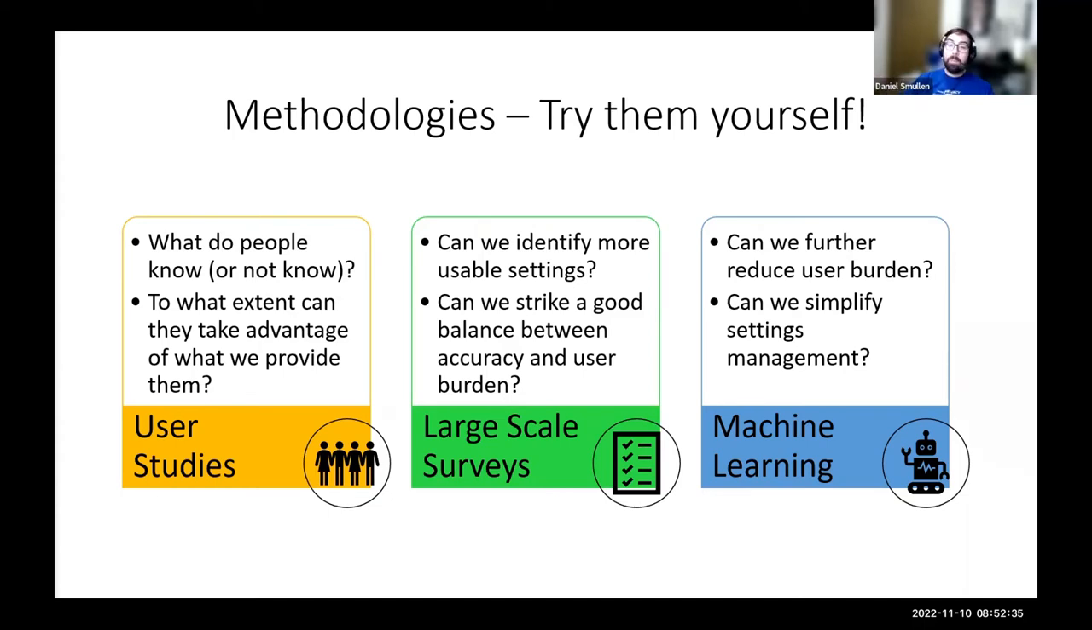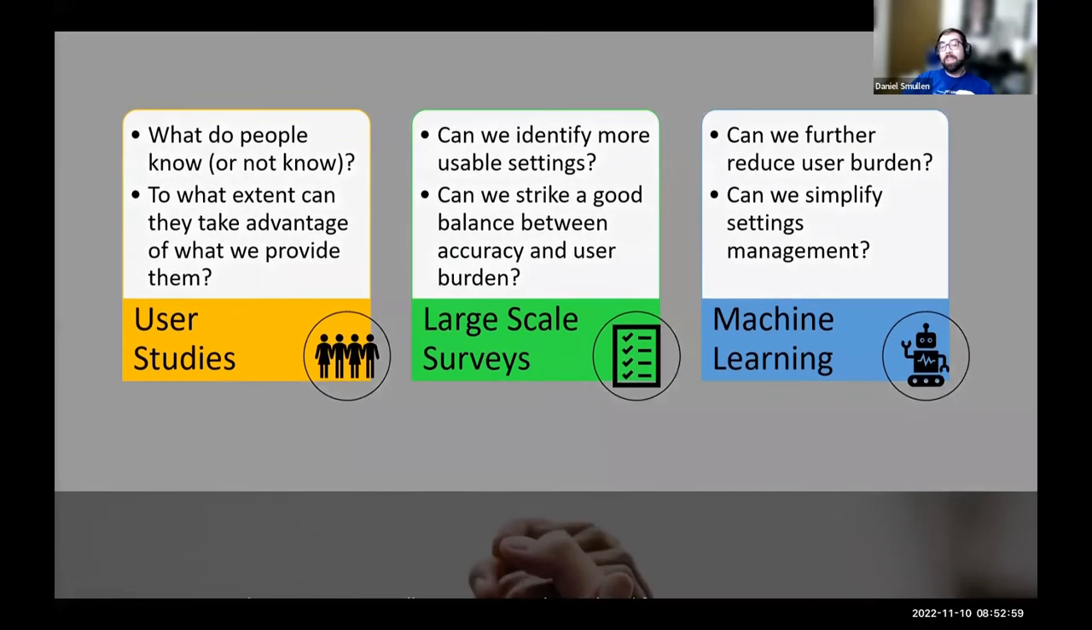You can't just jump right into surveys. Surveys are really hard to get right. But once you've done the pre-work with user studies that are qualitative in nature, you can then build surveys. You can use those to identify more usable settings, and you can figure out how to strike the balance between accuracy and user burden. And then finally, there's the machine learning piece, and I think that's pretty clear. We want to simplify the management of the settings. We want to make recommendations.